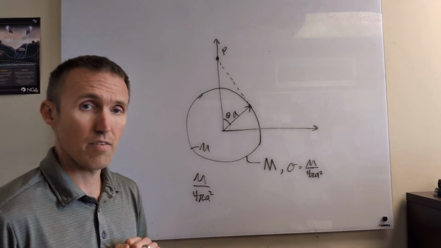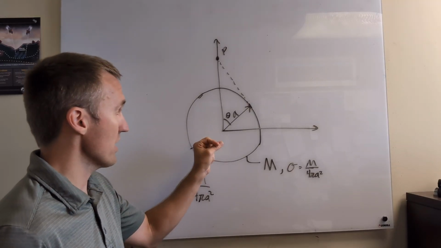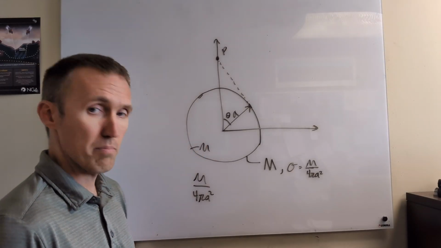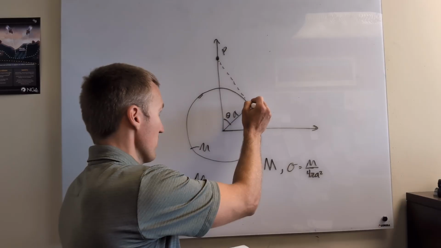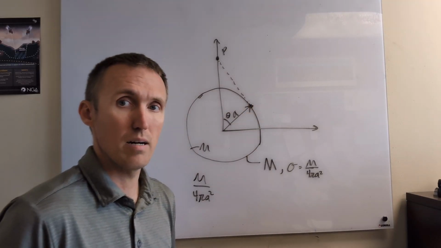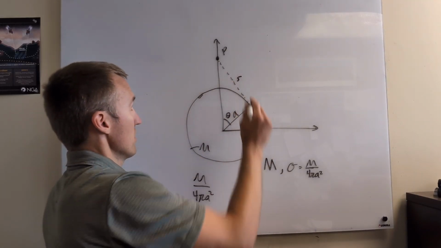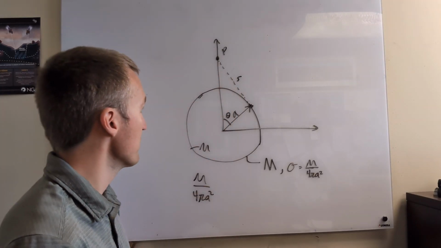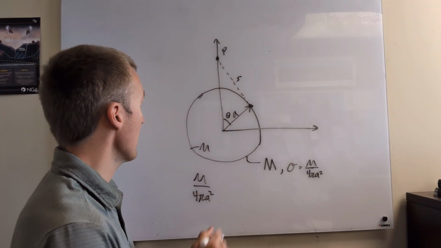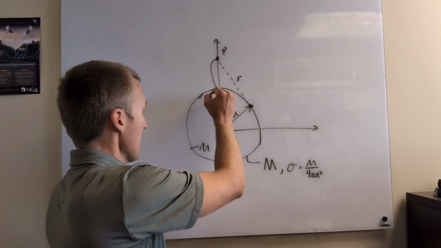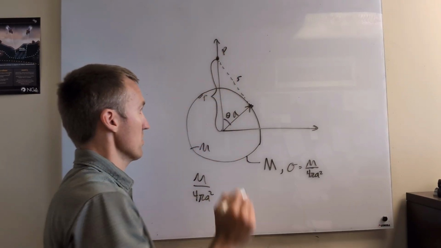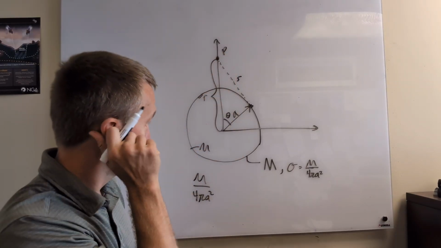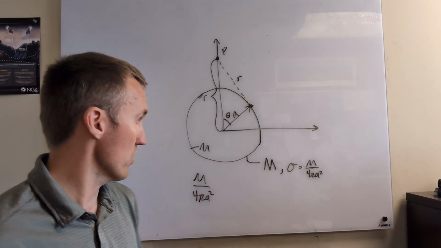The sphere does have a radius of a, and we can imagine a distance from a point on the sphere. So some point here is going to be at a distance s from this point outside the sphere up here at point P. And then the distance along this axis is going to be r. So just setting up the geometry of the problem.